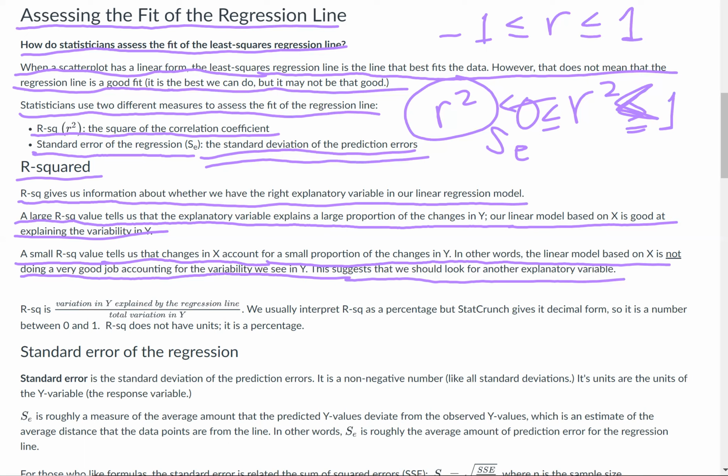R squared is this formula here, and we can zoom in real quick just to look at it. It's the variation in Y explained by the regression line divided by the total variation in Y. So it kind of measures how closely the variation in the line that we think is modeling the data is to the actual data values themselves.